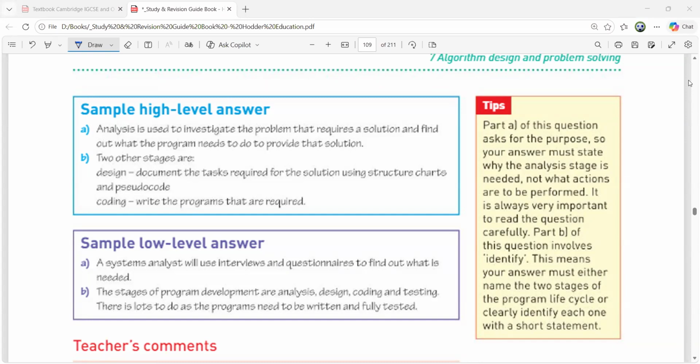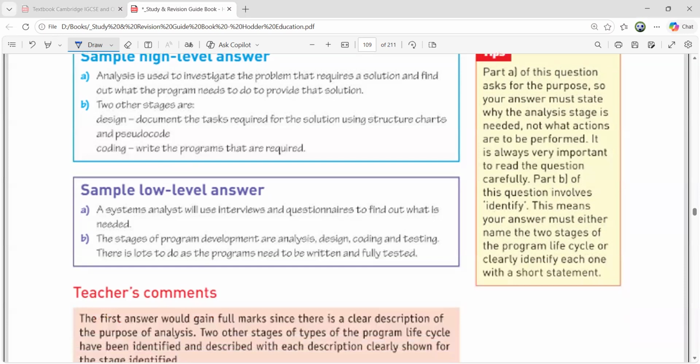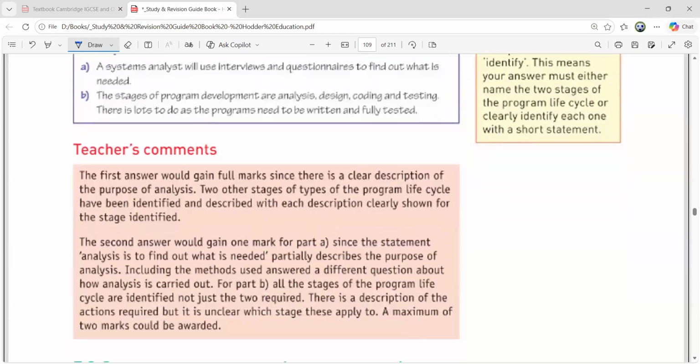And then the teacher's comments are here. You can see part B of this question involves identify. This means your answer must either name the two stages of the PDLC or clearly identify each one with a short statement. Not too much description, but depending upon the marks, we decide what we have to write. The first answer would gain full marks since there is a clear description of the purpose of analysis. Two of the stages of PDLC have been identified and described, with each description clearly shown for the stages required.